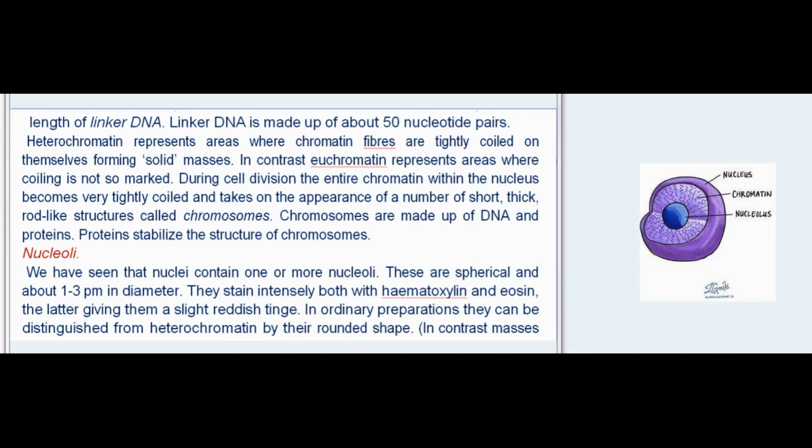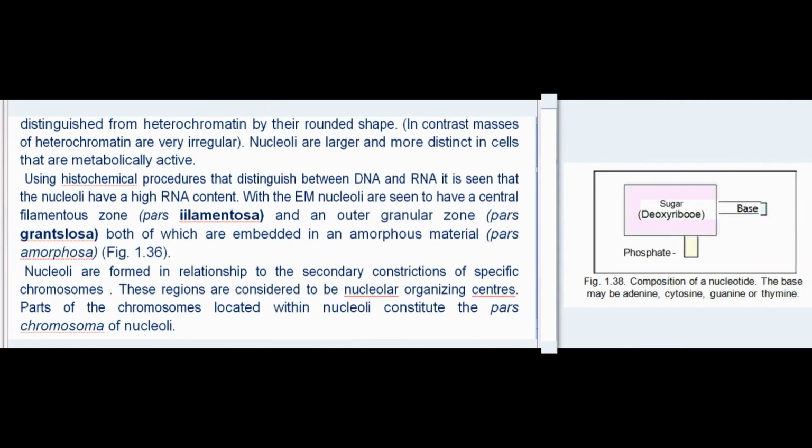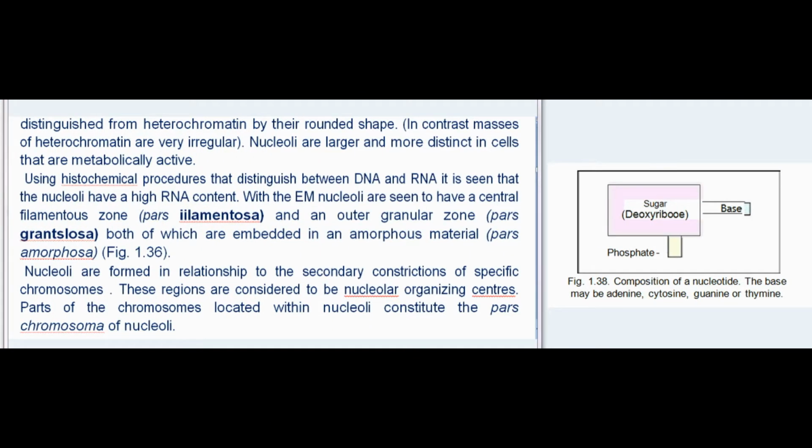They stain intensely with both haematoxylin and eosin, the latter giving them a slight reddish tinge. In ordinary preparations they can be distinguished from heterochromatin by their rounded shape. In contrast, masses of heterochromatin are very irregular. Nucleoli are larger and more distinct in cells that are metabolically active. Using histochemical procedures that distinguish between DNA and RNA, it is seen that the nucleoli have a high RNA content.